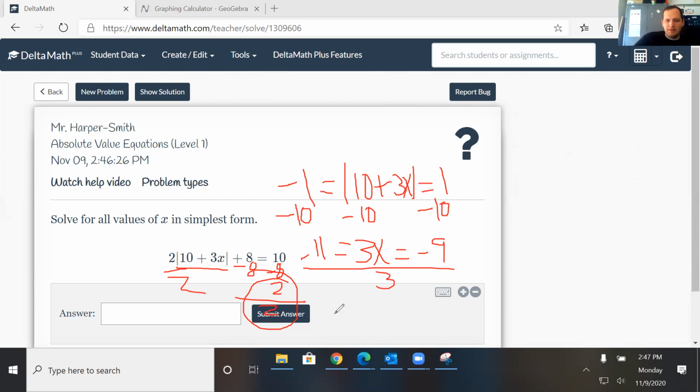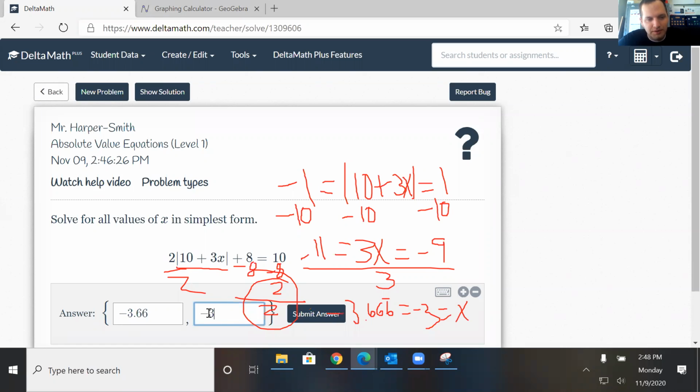That leaves me with, let's see, negative 11 divided by 3 is negative 3.666 with a bar over it. And negative 9 divided by 3 is just negative 3. Okay, so those are the possible values for x. Those of you with the calculator, I hope you got the same thing. Comma negative 3. Let's see if we got this right. I hope so.